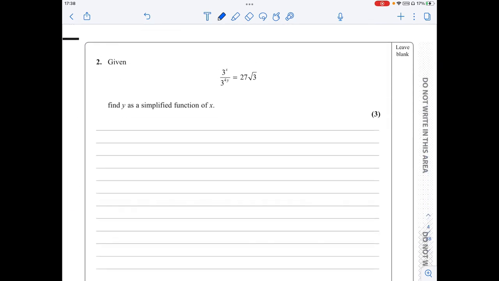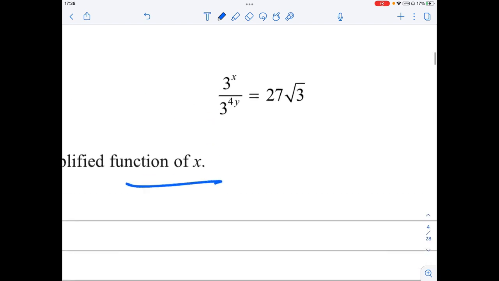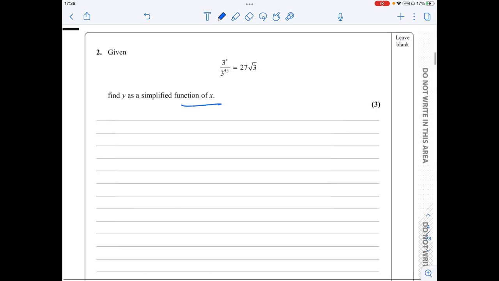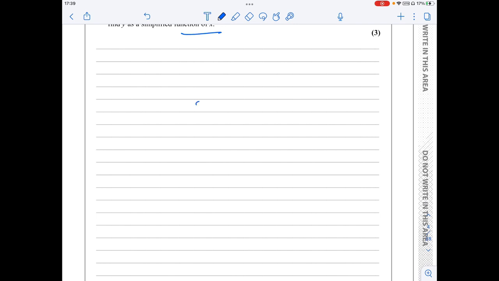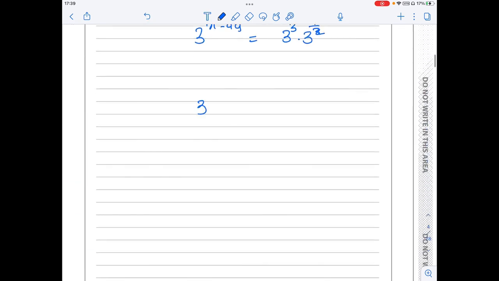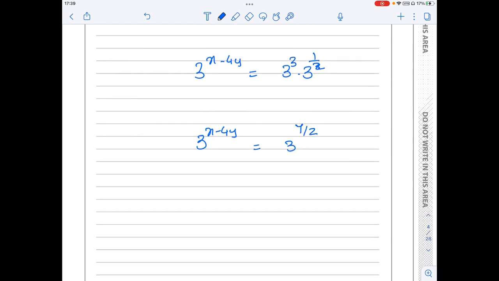Now question 2, simplify this one and get the value of y in terms of x. So what is this one? 3^x upon 3^(4y) equals 27 root 3. So how am I going to solve it? 3^(x-4y) equals, 27 can be written as 3³ and root 3 can be written as 3^(1/2). So it becomes 3^(x-4y) equals 3^(3+1/2), which is nothing but what? 7/2.